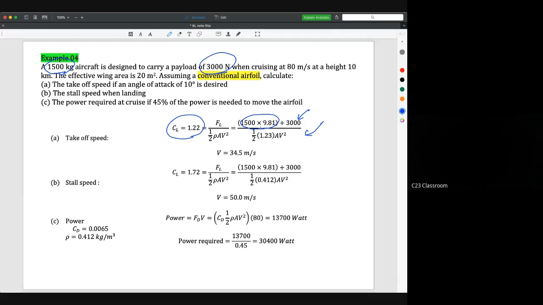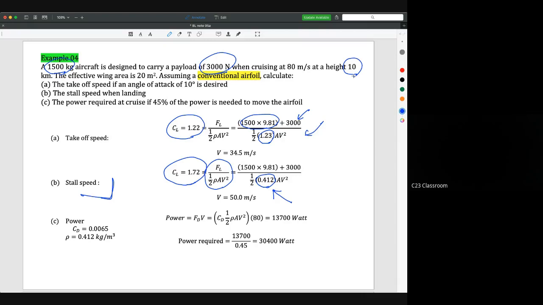And then to calculate the stall speed here, again we take CL as 1.72. This is the common value of CL when we calculate the stall speed, because we are using the conventional airfoil. So this is the equation for the lift coefficient, and then we substitute all the values here. The difference is the value of the density, the rho of the air. For the takeoff speed, the air is at sea level, so we take 1.23 kilogram per meter cube. But for the stall speed, it is at a height of 10 kilometers, so you need to find a table for the density of air at 10 kilometers. It can be assumed to be around 0.412 kilogram per meter cube. So we substitute in this equation, and we get the value of V equal to 50 meter per second.